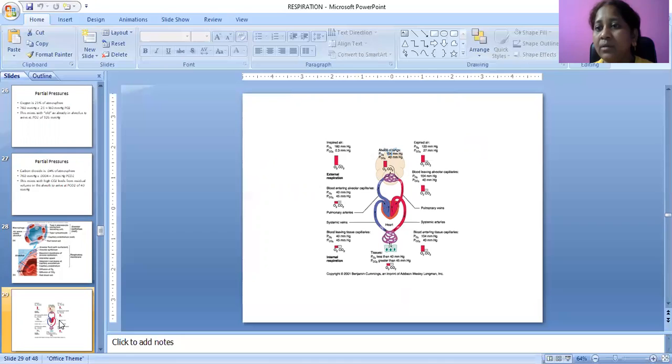Oxyhemoglobin, before entering into tissues, will dissociate into hemoglobin and oxygen. The dissociated oxygen will be taken up by the tissues.